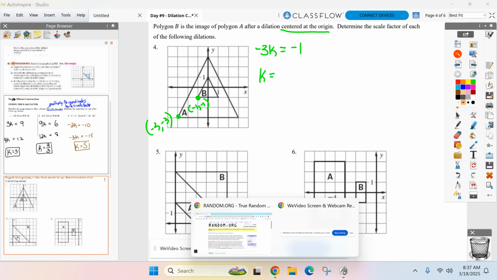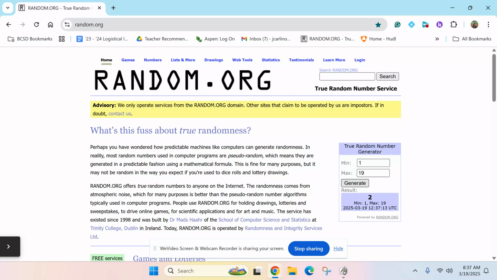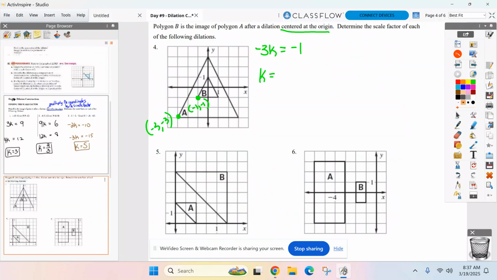So what's my scale factor for this one here when you're ready, Mia? Positive 1/3, good. And then, hey, that starts to make sense a little bit because what did we talk about yesterday? Scale factor between 0 and 1. Points get closer or further away? Closer. So that's why it's 1/3 and not 3. 3, they'd be getting further away.